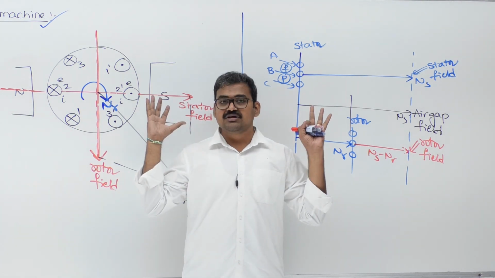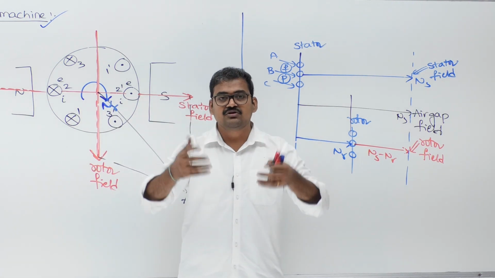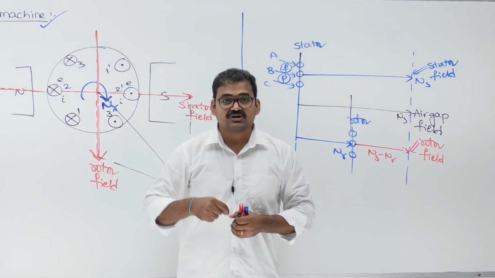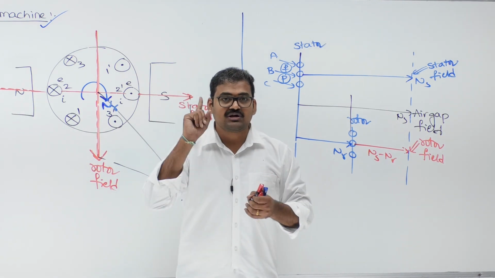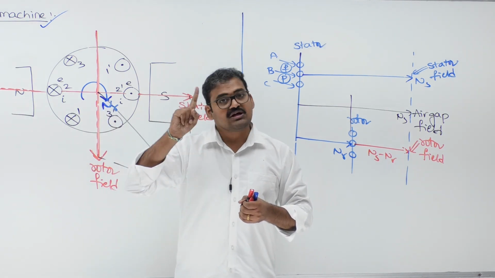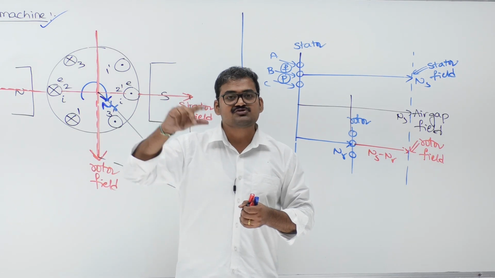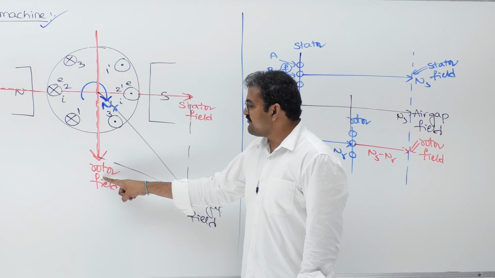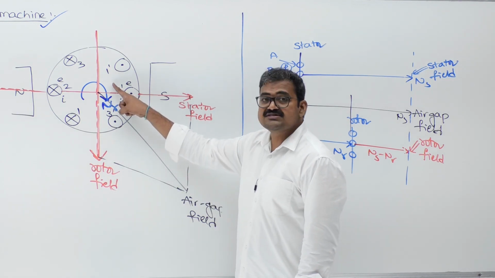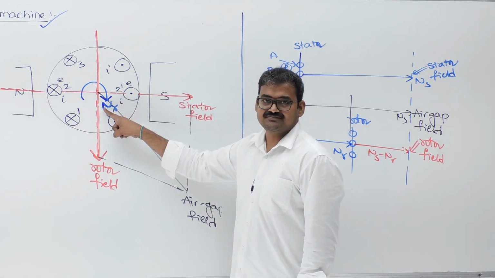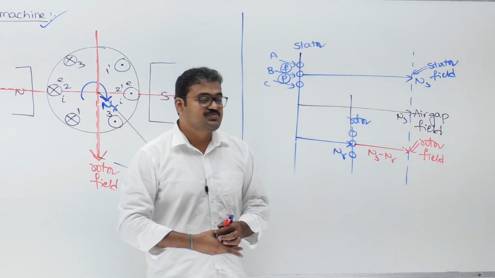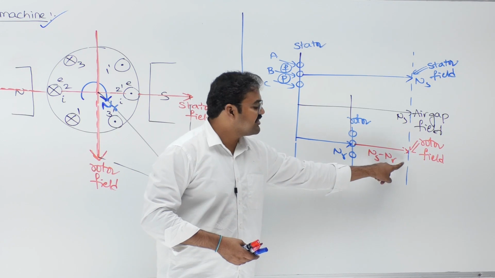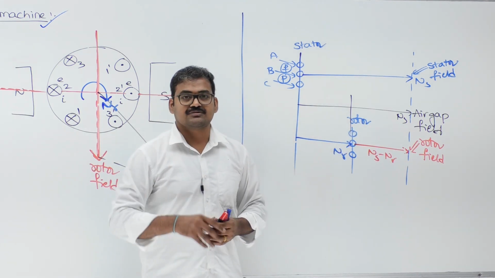Next question. What is the speed of rotor field with respect to rotor in synchronous machine? I don't have the diagram here. It is on the other board. Please try to imagine. What is the speed of rotor field with respect to rotor? 0, because the rotor field is rotating with ns. Rotor is also rotating with ns. Therefore, relative speed is 0. That is in synchronous machine. What is the speed of rotor field with respect to rotor in DC machine? Minus nr. Okay. What is the speed of rotor field with respect to rotor in induction machine? Ns minus nr.